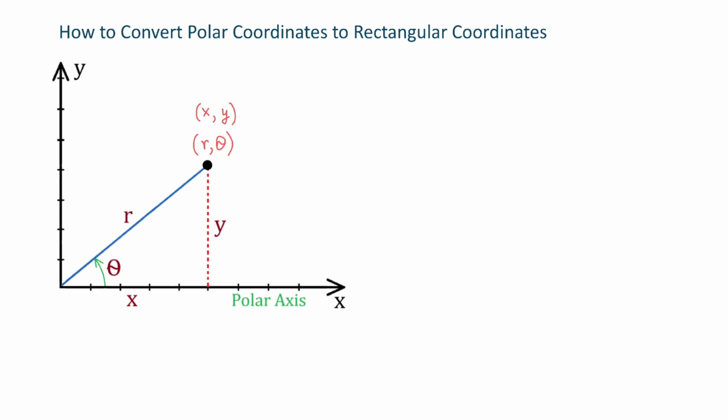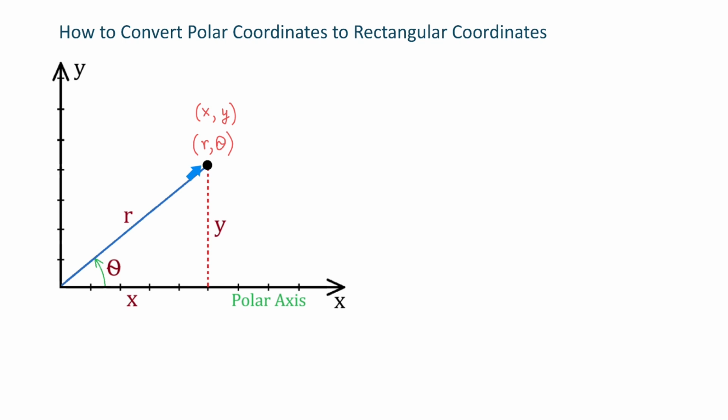The x-coordinate shows how many units we move horizontally from the origin, and the y-coordinate shows how many units we move vertically. So if the rectangular coordinate system has two axes, the x-axis and the y-axis, then the polar coordinate system has only one axis called the polar axis. Now, if we overlap these two systems, then the polar axis coincides with the positive x-axis.